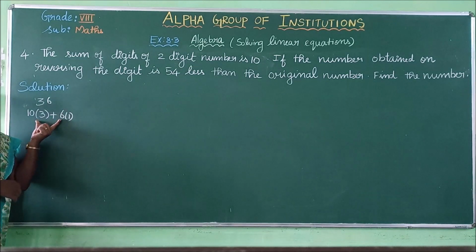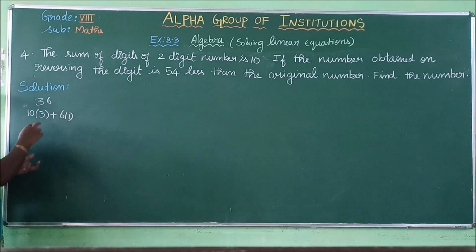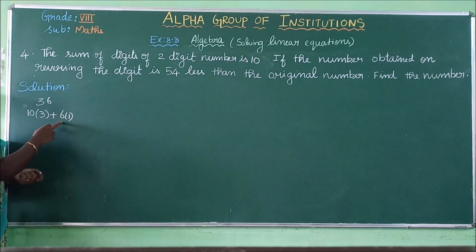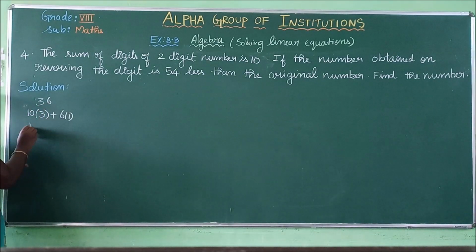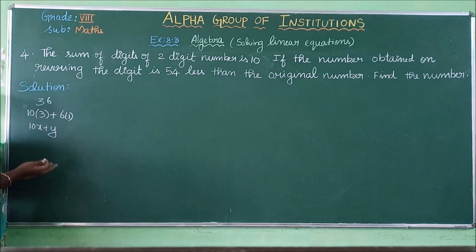So the general form of a 2-digit number is given like this. Here 3 and 6 in 36 are the variables. So what is the general format for the question? 10x plus y. The unit digit we can take as y.